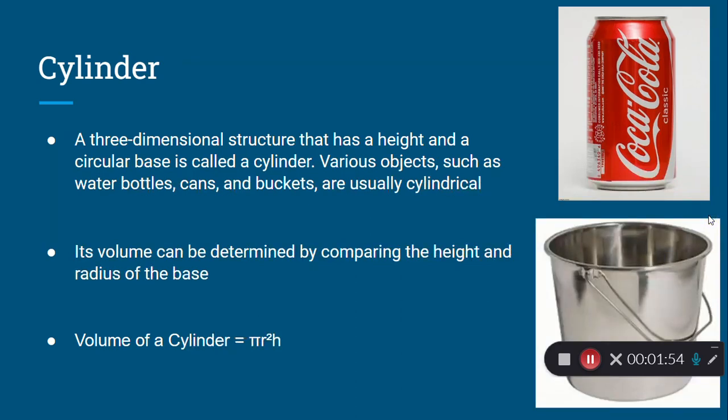For our next example, we have a cylinder. A cylinder is a three-dimensional structure that has a height and a circular base. Various objects, such as water bottles, cans, and buckets, are usually cylindrical. Its volume can be determined by comparing the height and radius of the base. The volume of a cylinder equals pi r squared times height.